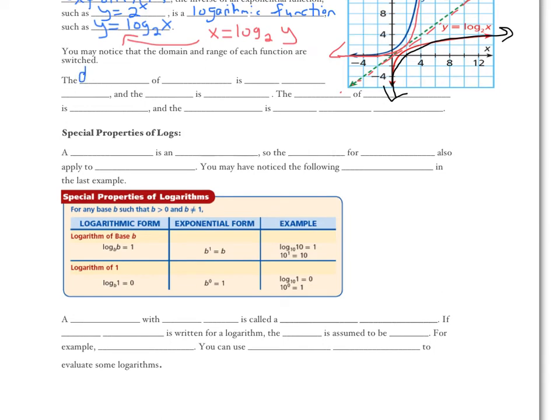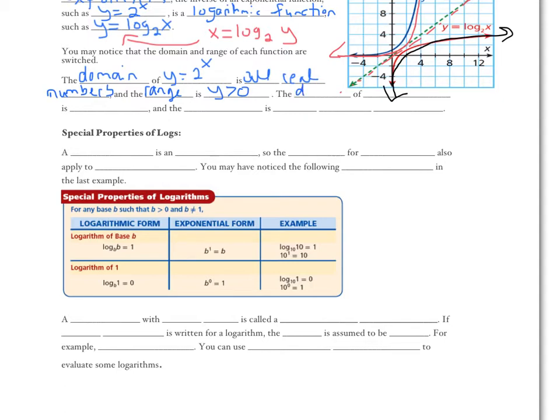So the domain of y equals 2 to the x is all real numbers. So meaning we can pick any real number and we'll get a real answer. And the range is y greater than 0. So as we approach that asymptote, we have to have values above 0 because we can't have a fraction that does equal 0.